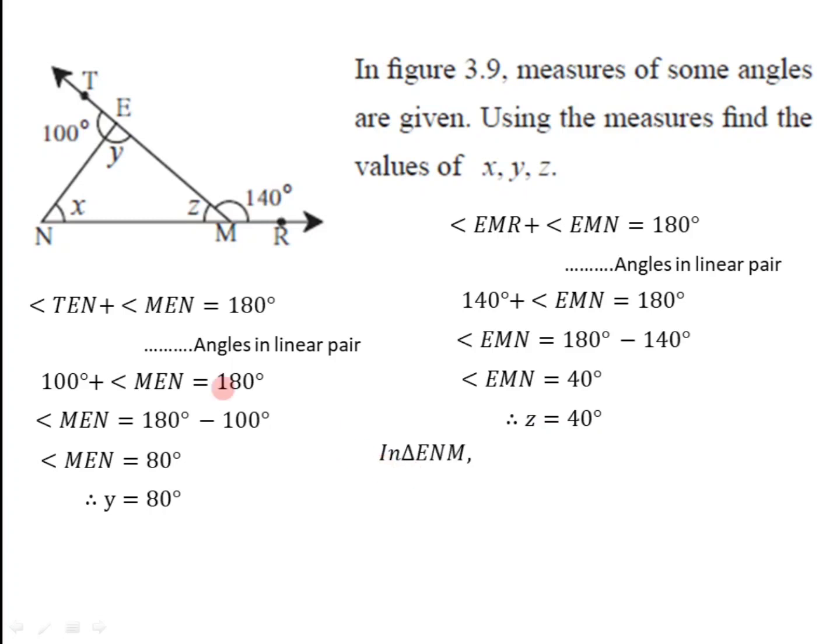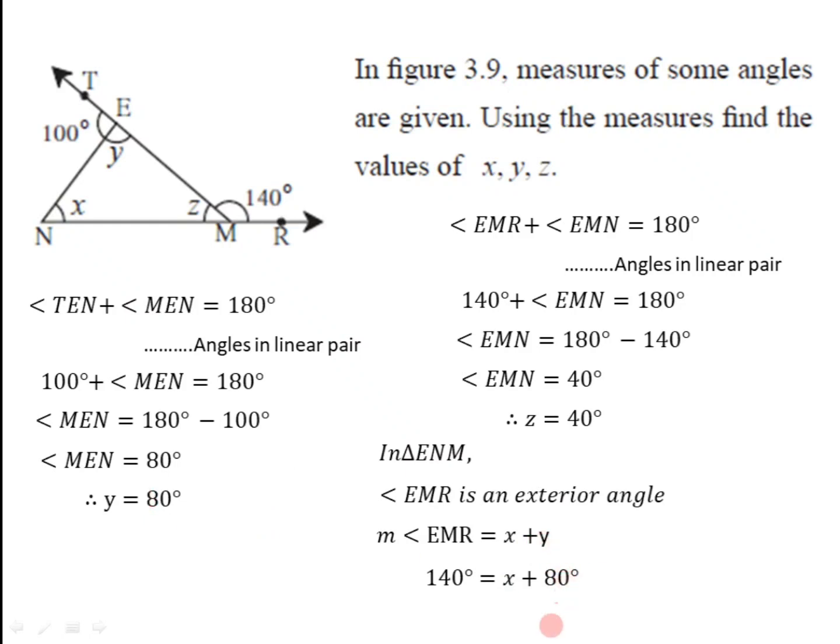Now here in triangle ENM, as angle EMR is an exterior angle of the triangle, we can use the theorem of remote interior angles of a triangle. By that we have the measure of angle EMR equal to the sum of its remote interior angles, and for angle EMR, the remote interior angles are x and y. So we write: the measure of angle EMR is equal to x plus y. The measure of angle EMR is 140 degrees, that's given, so 140 degrees is equal to x plus the value of y, which is 80 degrees. So y is replaced by 80 here.